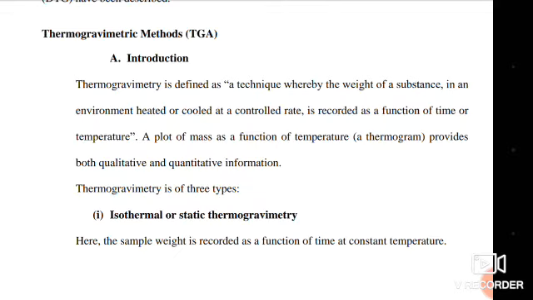So what is thermogravimetry? Generally, it is a technique whereby the weight of the substance in an environment heated or cooled at a controlled rate is recorded as a function of time or the temperature. A plot of mass as a function of temperature provides both quantitative and qualitative information.